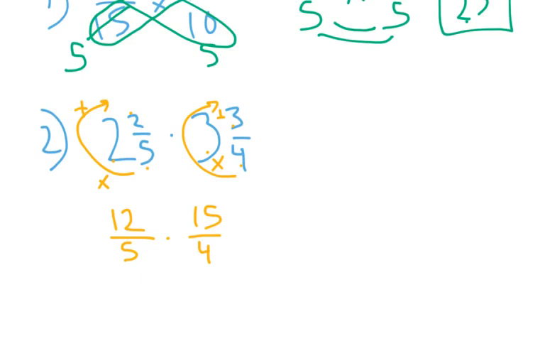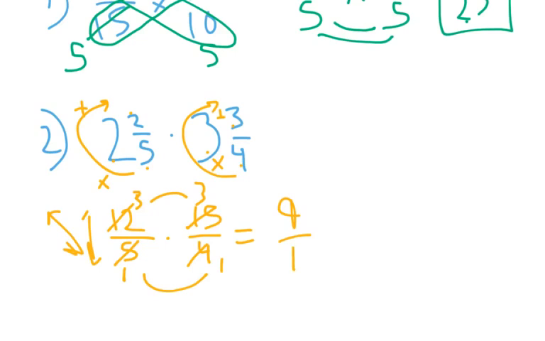Now we just multiply. Again, we look vertically, or we look diagonally to reduce, and I can see some reduction that can happen diagonally. 15 and 5, I can take a 5 out of both to get 1 and 3. Then I can take out a 4 to get 3 and 1. Now I just multiply across. 3 times 3 is 9. 1 times 1 is 1. And if you ever have a fraction where 1 is the denominator, you don't need to write it, you can just say 9.